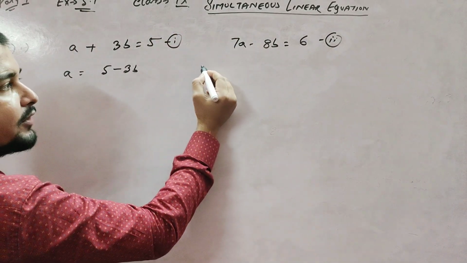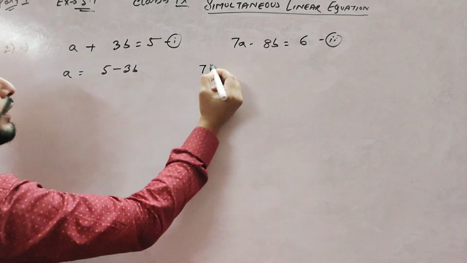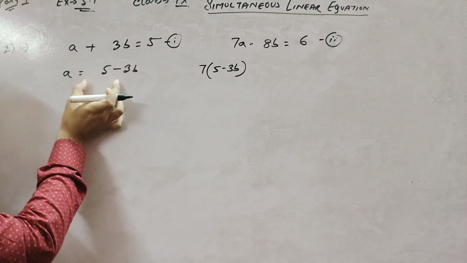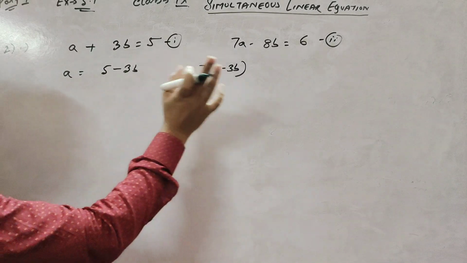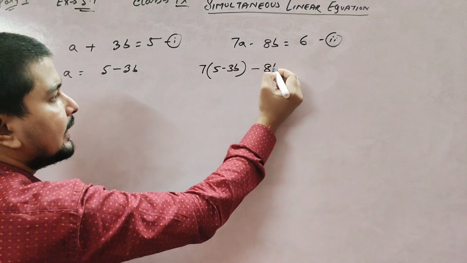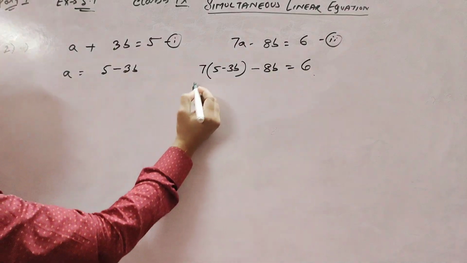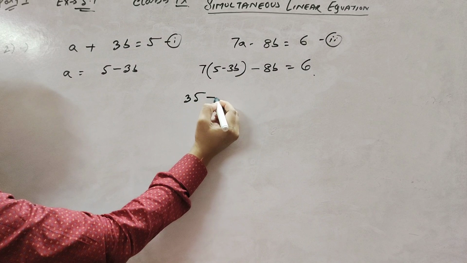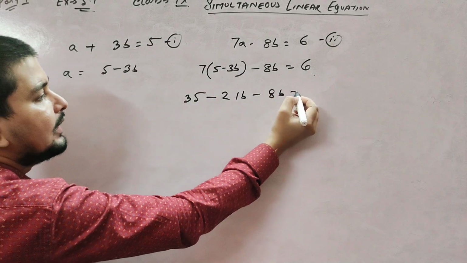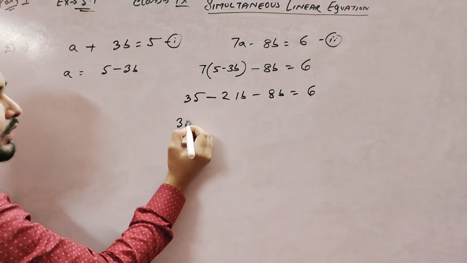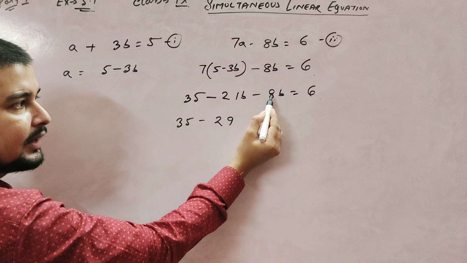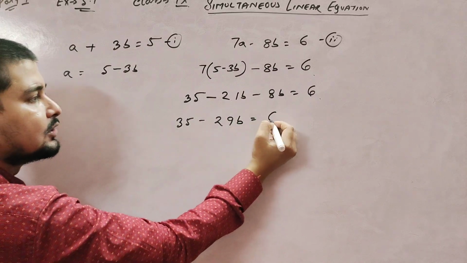So in place of a we write down 5 minus 3b. Here we write putting the value of a. 7 into 5 minus 3b, minus 8b equals 6. So 7 5s are 35, minus 7 3s are 21b, minus 8b equals 6. So 35 minus 21b minus 8b, that is 35 minus 29b equals 6.